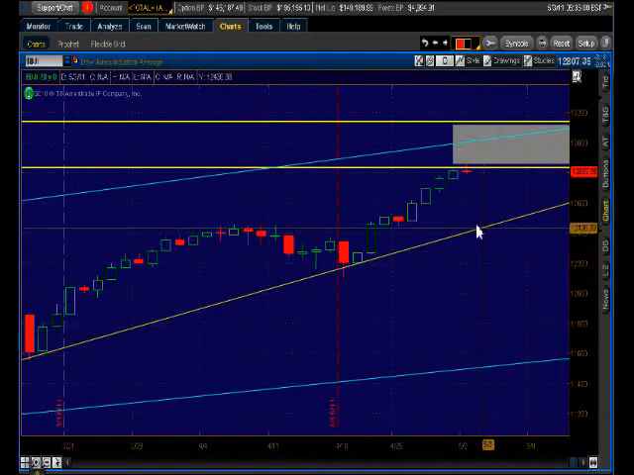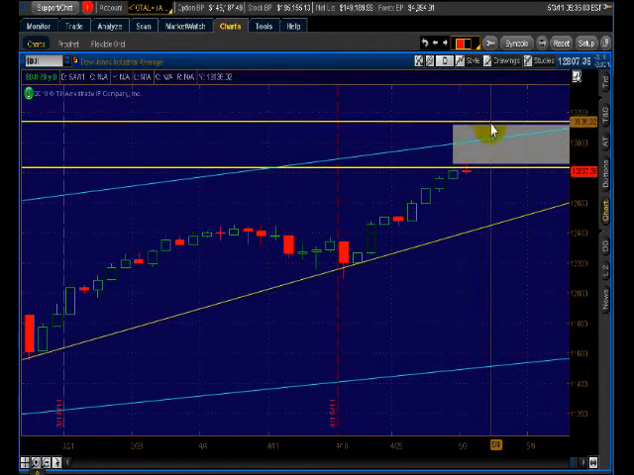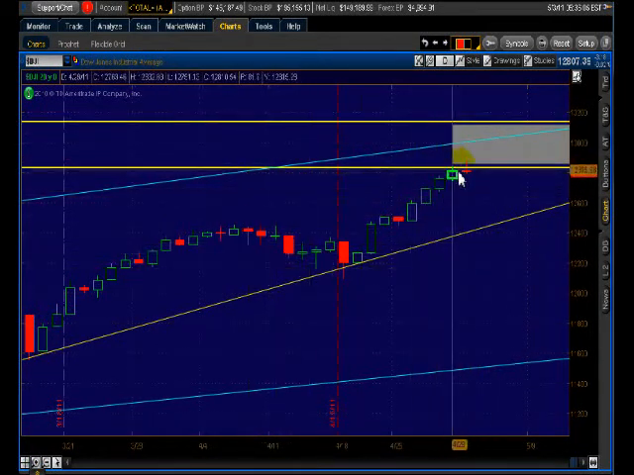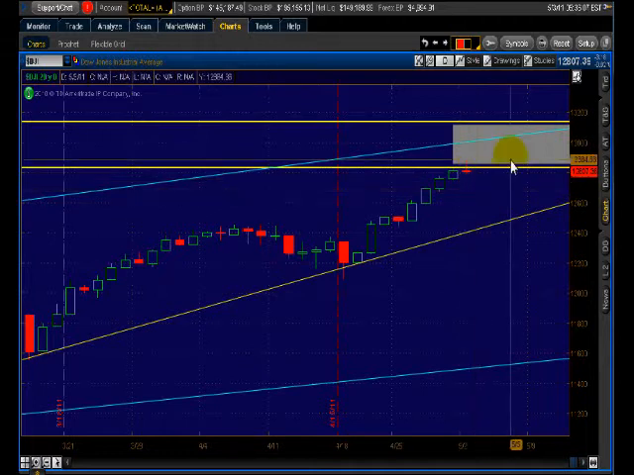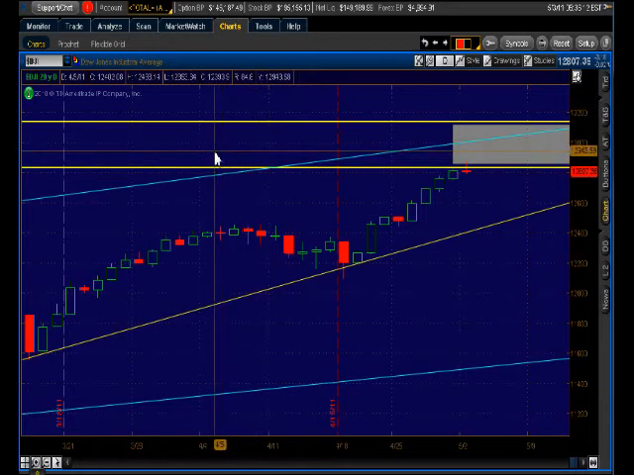Overall, this stock could trade in this range, but I have a feeling we're going to go down in the next couple of days, though we could come right back up. We'll just have to wait and see how things turn out.